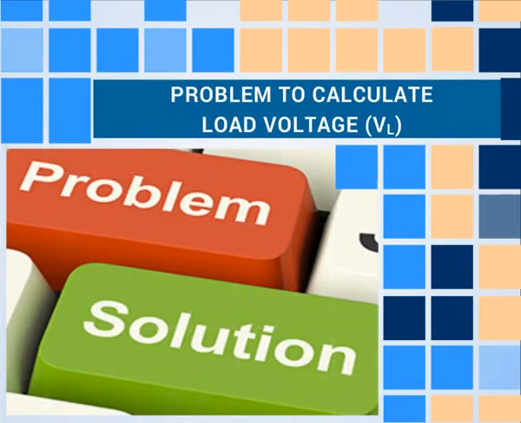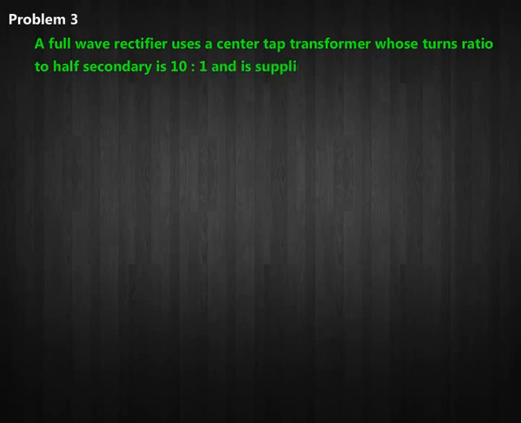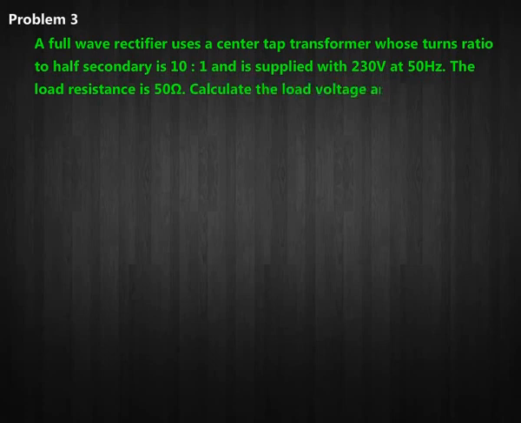Problem to calculate load voltage VL. A full wave rectifier uses a center tap transformer whose turns ratio to half secondary is 10:1 and is supplied with 230 volts at 50 Hz. The load resistance is 50 ohms. Calculate the load voltage and the ripple voltage.